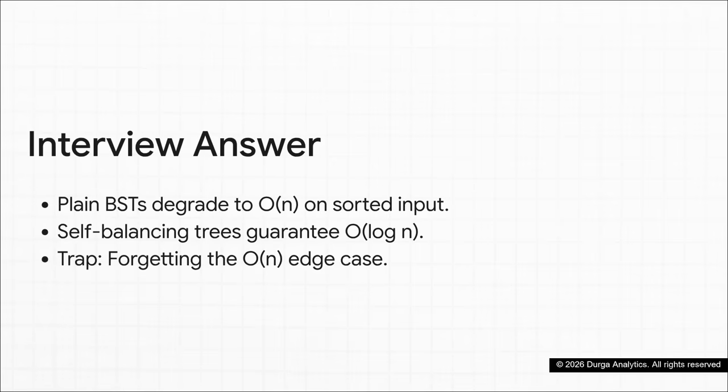But listen closely, because here's the trap so many candidates fall right into. They list the benefits, but they completely forget to explain why we even need that guarantee in the first place. You have to explicitly mention that a plain BST can silently degenerate into a super slow O(n) linked list when it's fed sorted input. Understanding that specific failure mode, that is what demonstrates real senior-level engineering depth.